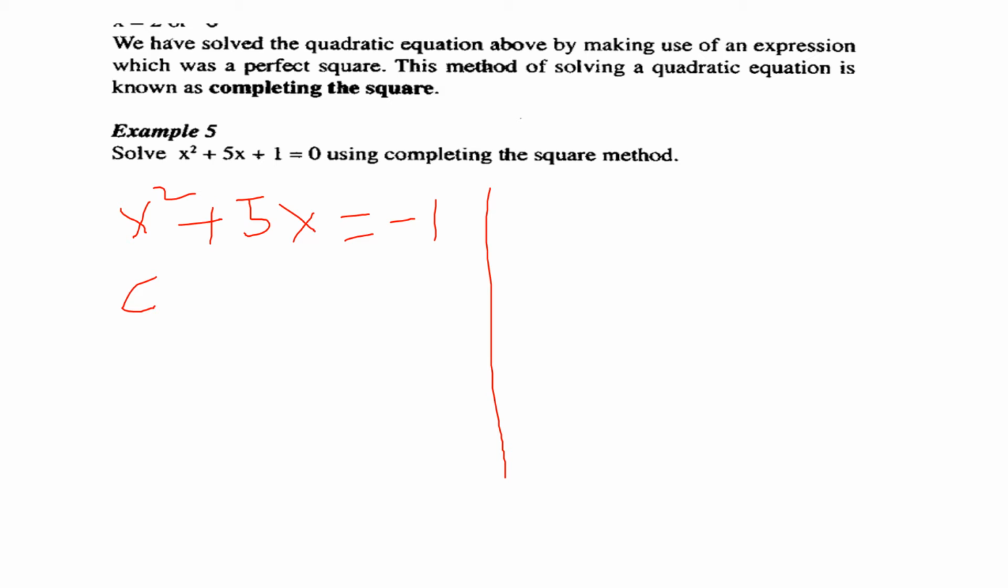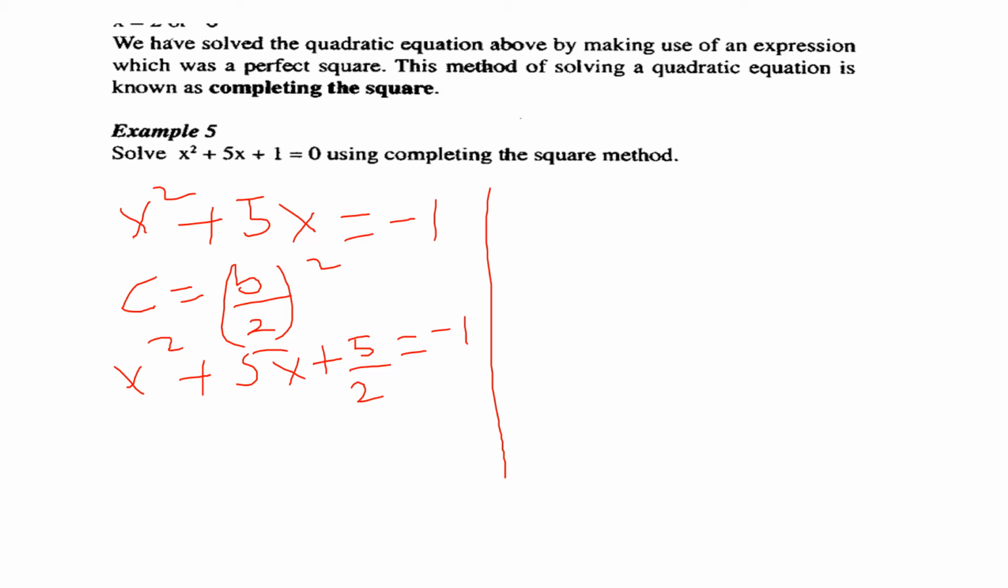So we know that our c will always be given by (b divided by 2) squared. In this case we shall have x squared plus 5x plus (5 divided by 2) squared. This should give us negative 1 added to 25 divided by 4, remember this one is a square: 5 squared is 25, then 2 squared is 4.